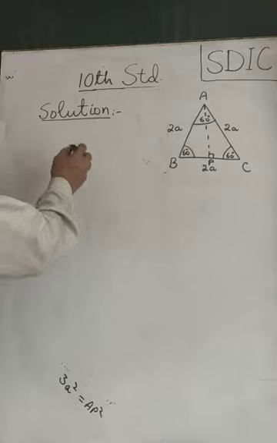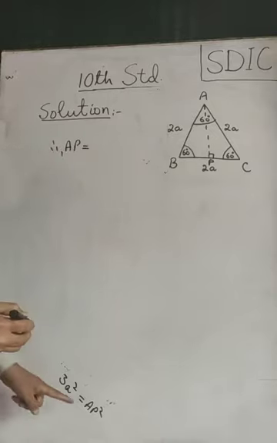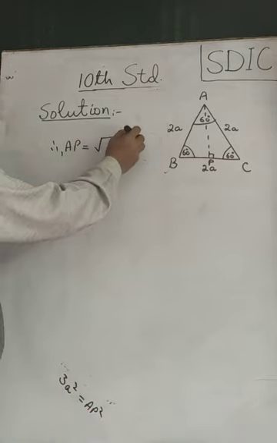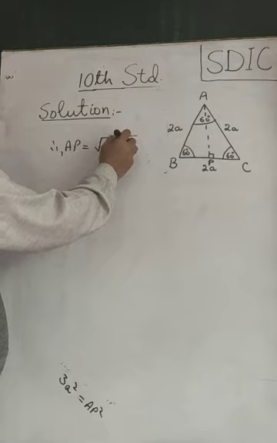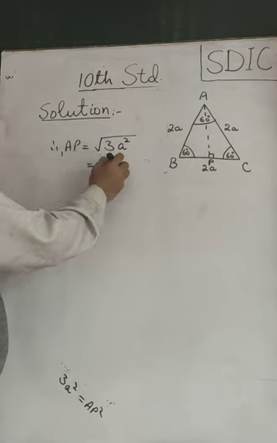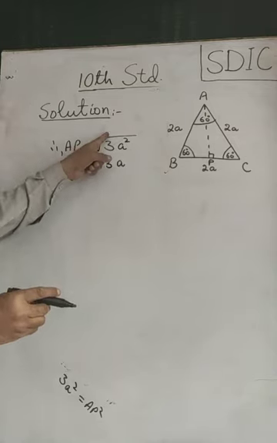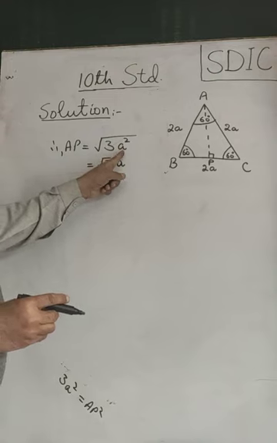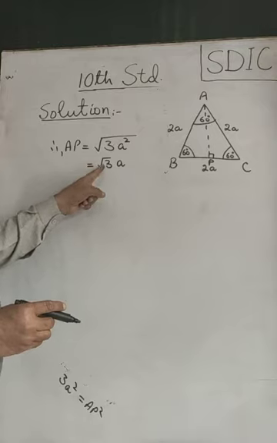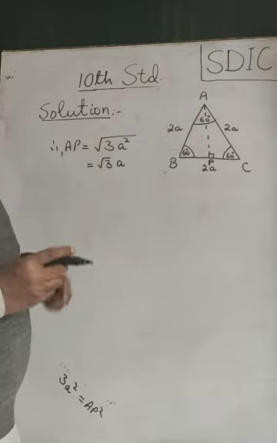And that will give us AP equal to, to get AP, the square will be transposed, it will become square root, so it will be square root of 3A square, which in turn will give us square root 3 A. Square root will cancel with the square of A. 3 does not have a square, so that 3 will continue to be on the radical side. It is square root 3A. This is the measurement of the third side, AP.